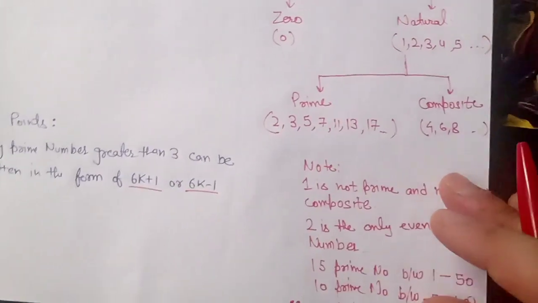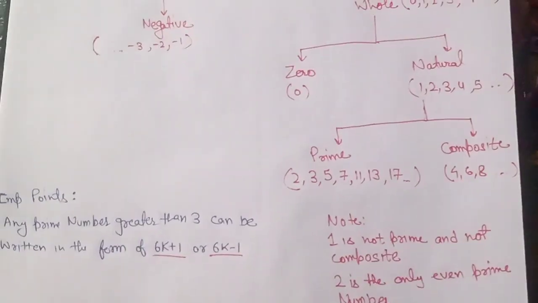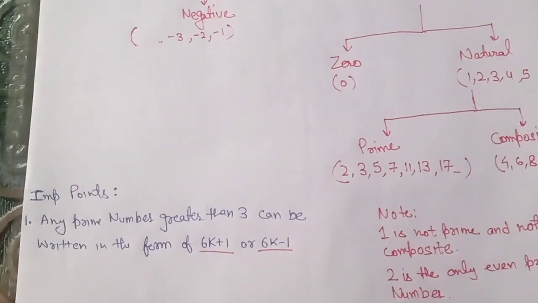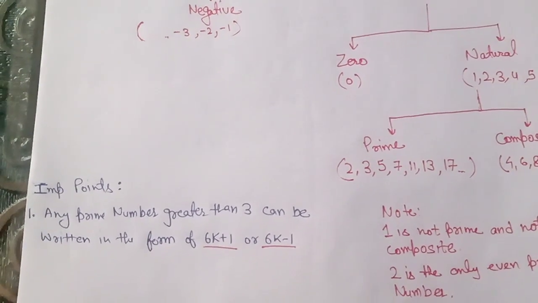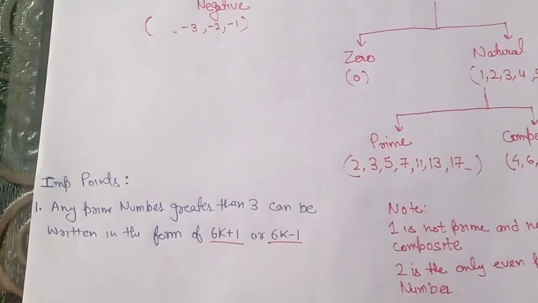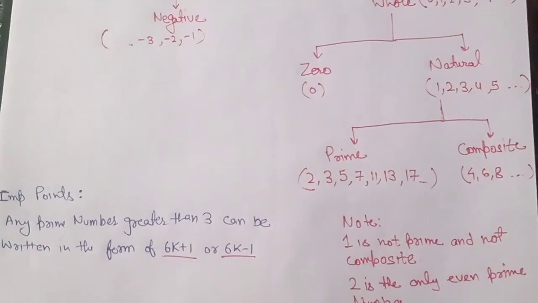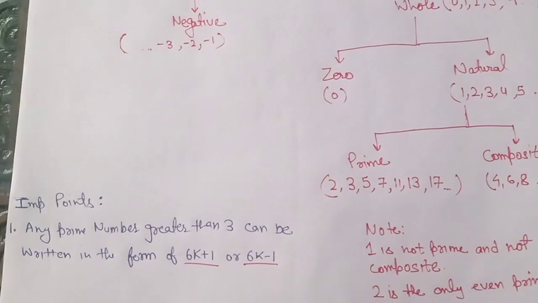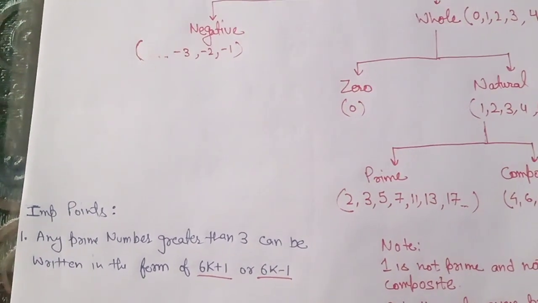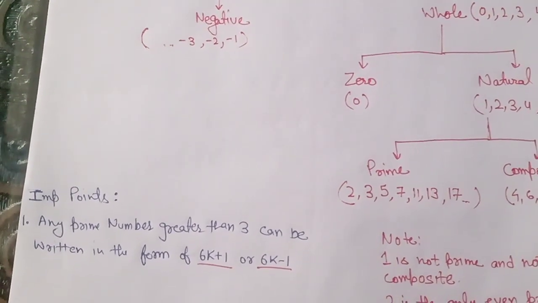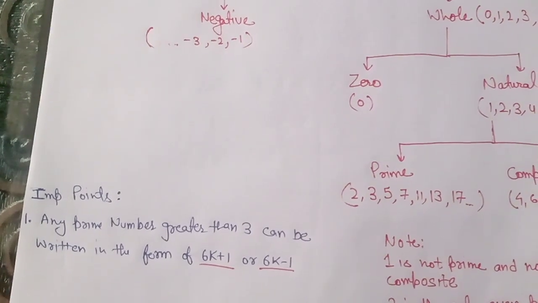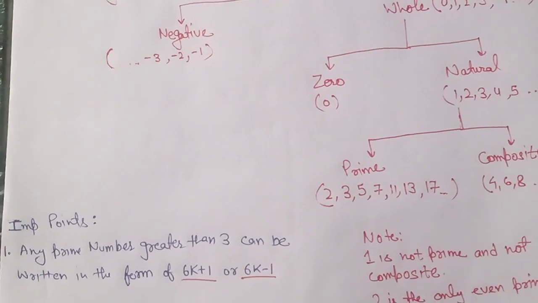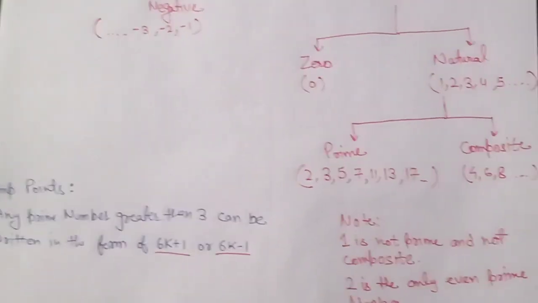And in natural numbers we have two categories. These are prime and composite. So prime numbers are those which can be divided by themselves and cannot be divided by any other number. So 2, 3, 5, 7, 11, 13, 17. These numbers can be divided by themselves and by one only, and they cannot be divided by any other number. So those numbers are known as prime numbers, and composite numbers are those which are not prime.